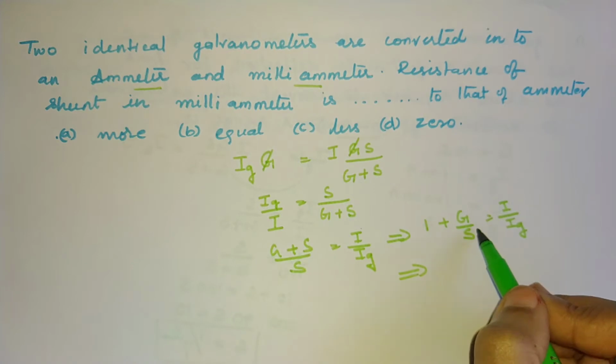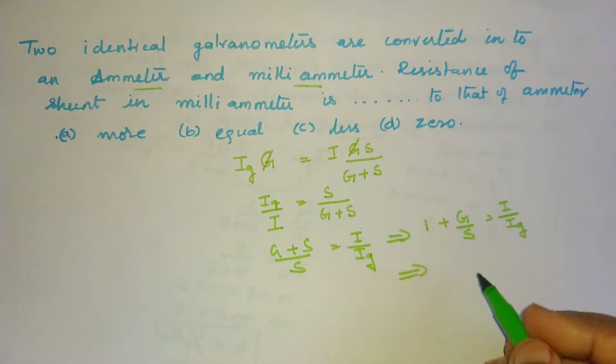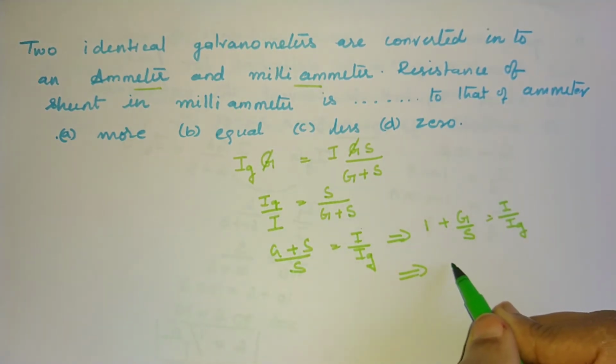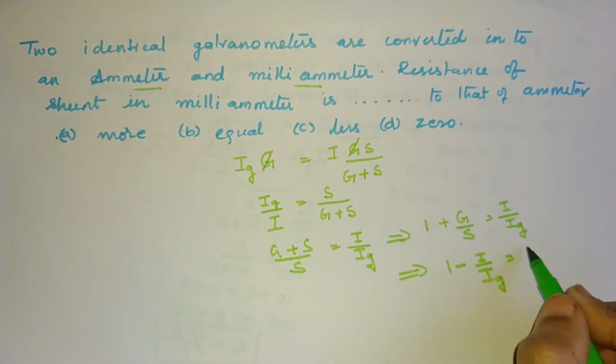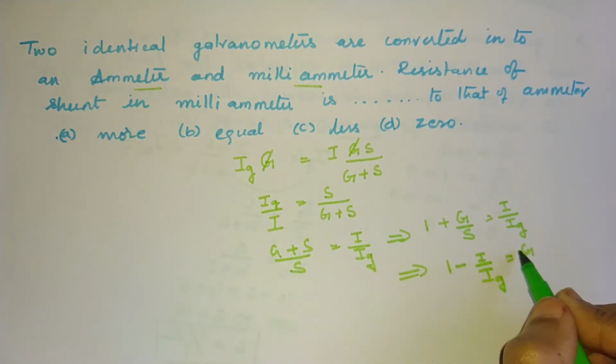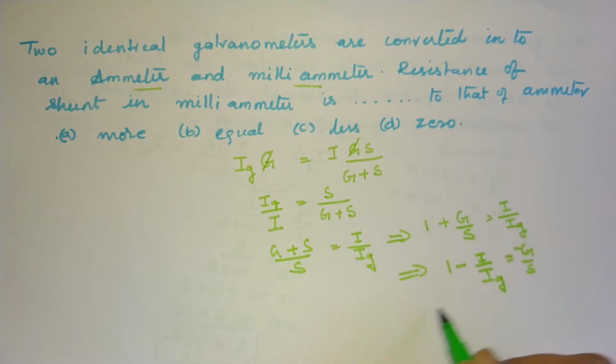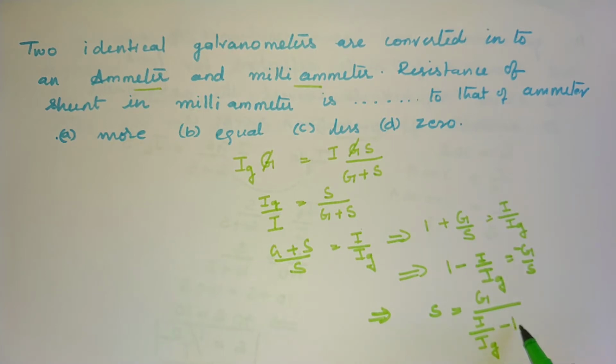I want the equation for shunt resistance, so I am doing all these mathematical calculations. So 1 minus I by Ig is equal to minus G by S, which implies the shunt resistance is G divided by I by Ig minus 1. This gives you the relation between shunt resistance, galvanometer resistance, I and Ig.